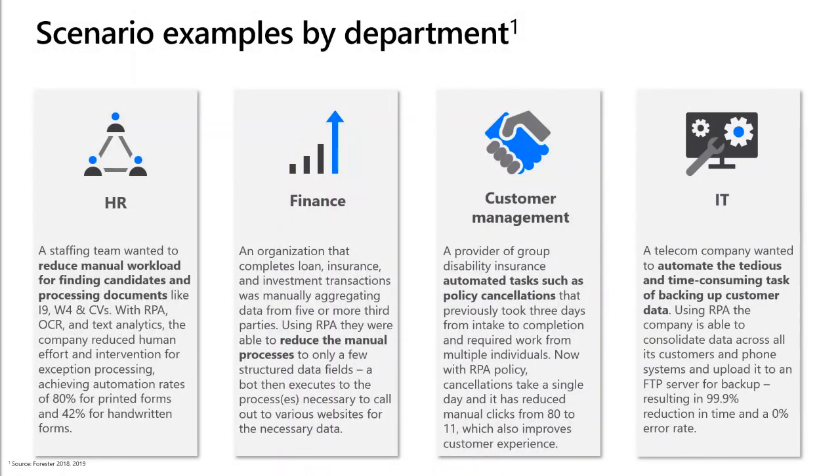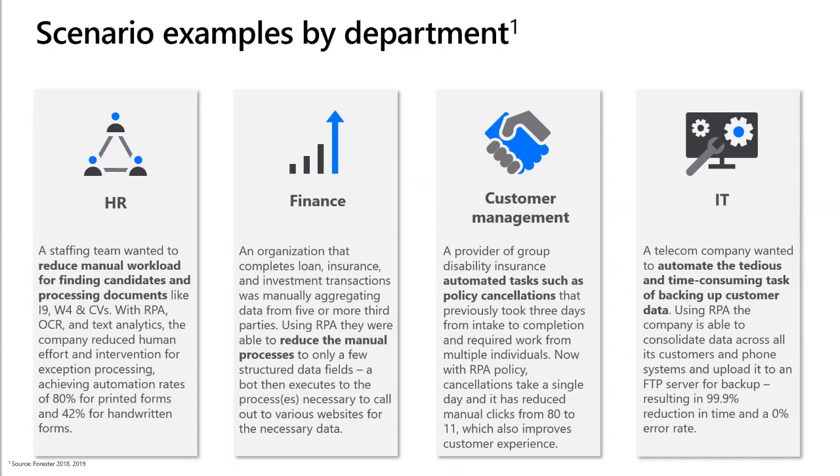So the first 4 scenarios here that I've pulled together are organized by departments, and they're all examples, and the statistics that are provided here are from Forrester. In the first example for HR, a staffing team wanted to reduce manual workloads for finding candidates and processing documents like I-9s, W-4s, and CVs or resumes. With RPA and optical character recognition, or OCR, and text analytics, the company was able to reduce human effort and intervention for exception processing, achieving automation rates of 80% for their printed forms and 42% for their handwritten forms.